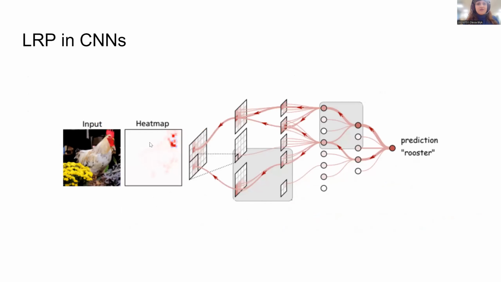The figure on this slide illustrates an example of a reverse propagation procedure implemented for a convolutional neural network. As we can see, it takes separate pixels, processes them, and at fully connected layers arrives at its prediction that the image depicts a rooster.